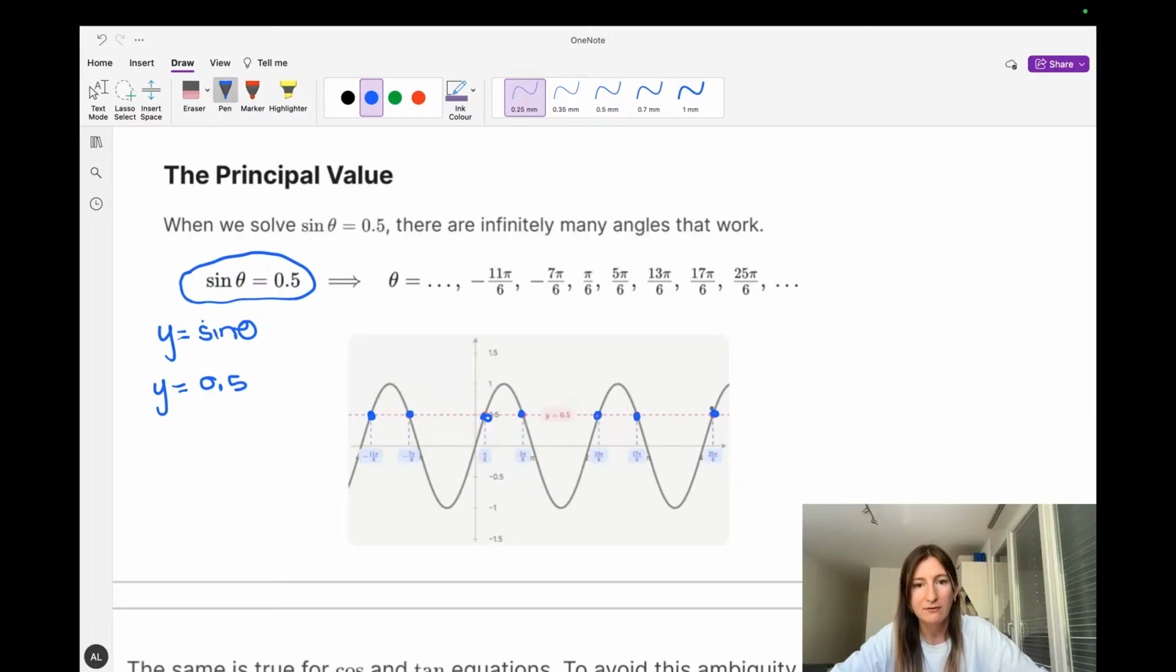And obviously we don't have time for that in our papers, and we are going to do a lot of it by hand, so that would take too much time. So they'll give us a restricted domain. So they'll say, find all the values between 0 and 2 pi, for example, in radians, or between minus 90 degrees and 270 degrees. The question could be like that.